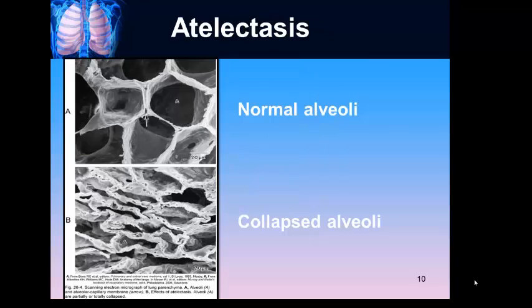Atelectasis is a collapsed alveoli. You can see in this upper picture how nice and large the alveoli are, allowing for lots of surface area for blood to meet the alveolar space. So this is an example of what one of the alveolar capillary membrane areas looks like in a regular alveoli. And you can see in the lower picture that there's not going to be as much surface area for the gases to diffuse across the membranes.